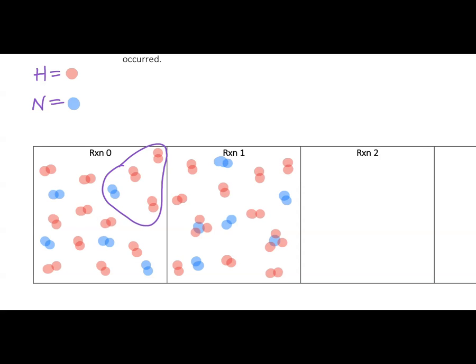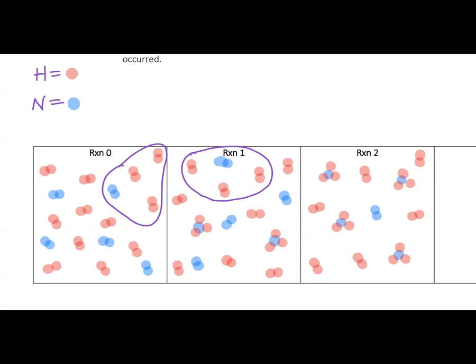Okay. We go through another reaction event. We're going to take another 3 hydrogens and 1 nitrogen. So there's another group. We'll make 2 more ammonias for a total of 4. 1, 2, 3, 4. And then be left with everything else. In this case, that's going to be 6 remaining hydrogen molecules. 4, 5, 6. And then 3 nitrogen.